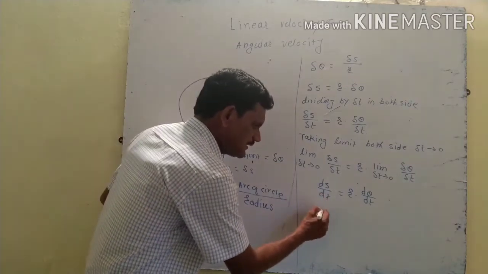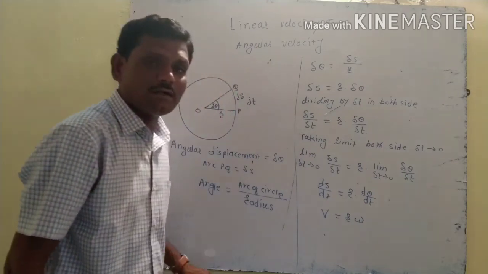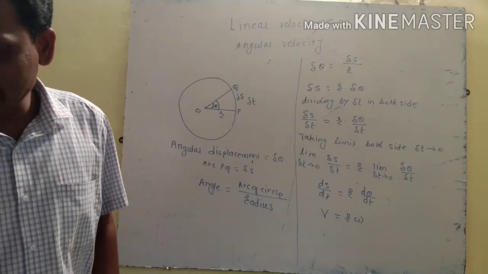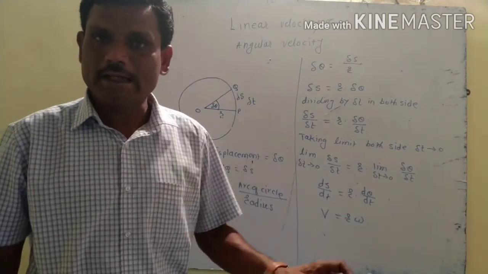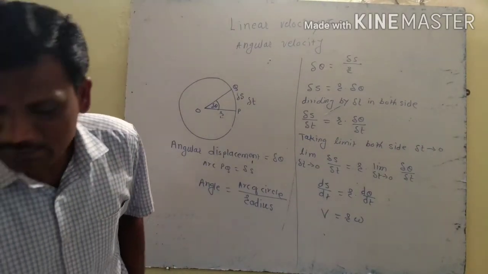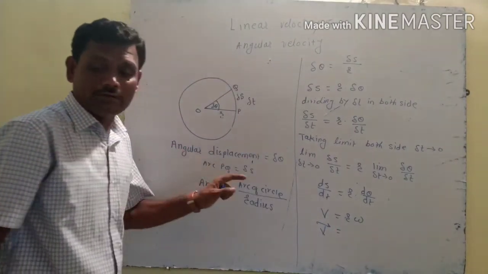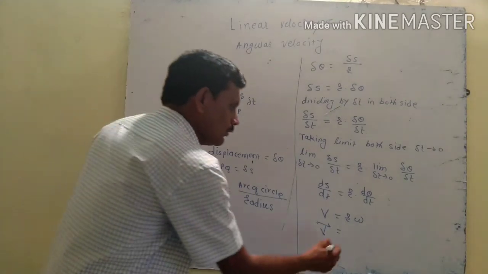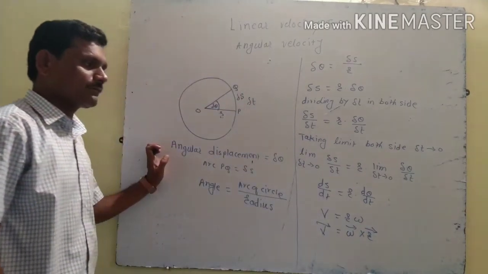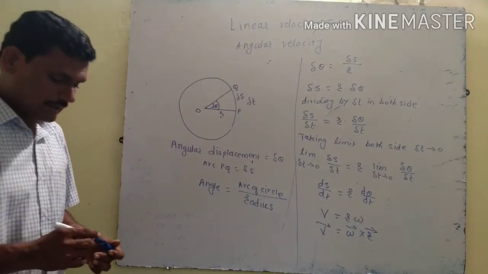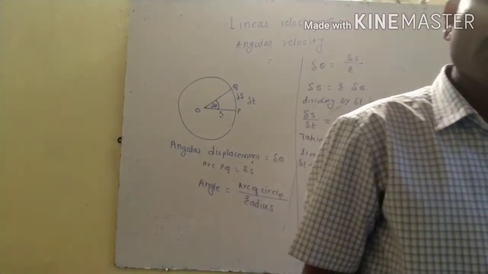Therefore, linear velocity is denoted by v and angular velocity by omega. Therefore, v is equal to r into omega. This is the required relation between the linear velocity and angular velocity. Now, in vector form, v bar is equal to omega bar cross r bar. This is the required relation between linear velocity and angular velocity.